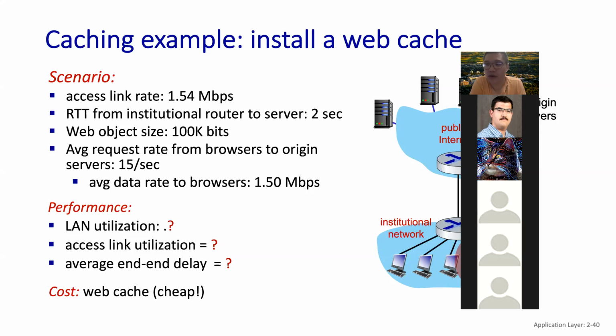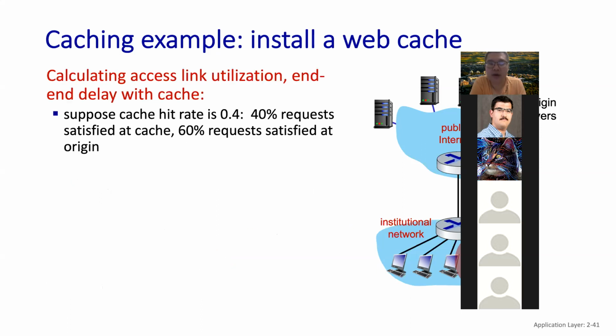And also this is cheap, right? But what about the performance? Is the performance good or not? Let's see a quick calculation here. Suppose that 40% of the requests are satisfied at the cache, that means 40% of the data requests are responded to by the local web cache, right?